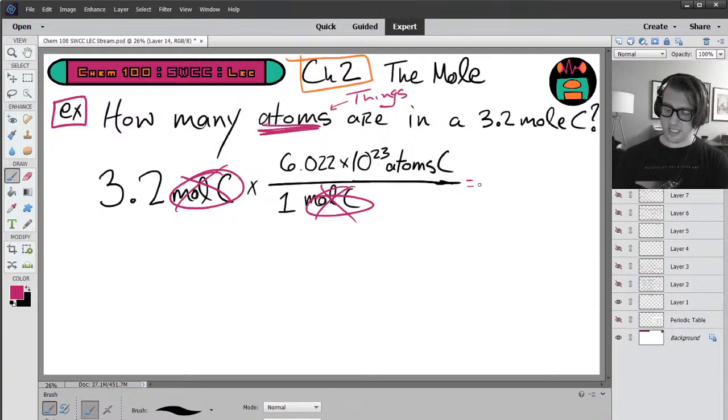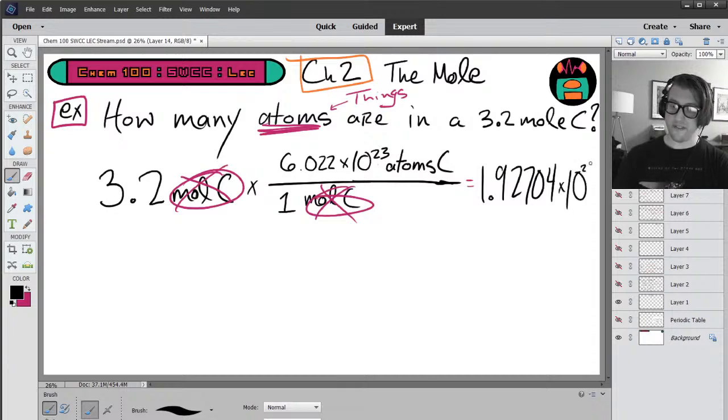3.2 times 6.022 times 10 to the 23rd is, my calculator is telling me, 1.92704 times 10 to the 24th. All right, sig figs wise, here's something that's important to note. This number right here, which is called Avogadro's number, he's the dude that discovered it, developed it, is not exact. It is a measured quantity. So this has 4 sig figs, but 3.2 only has 2 sig figs, so our answer is limited to 2.